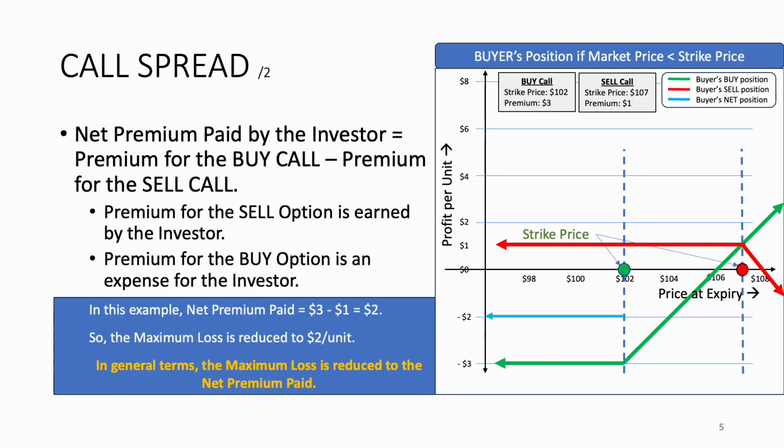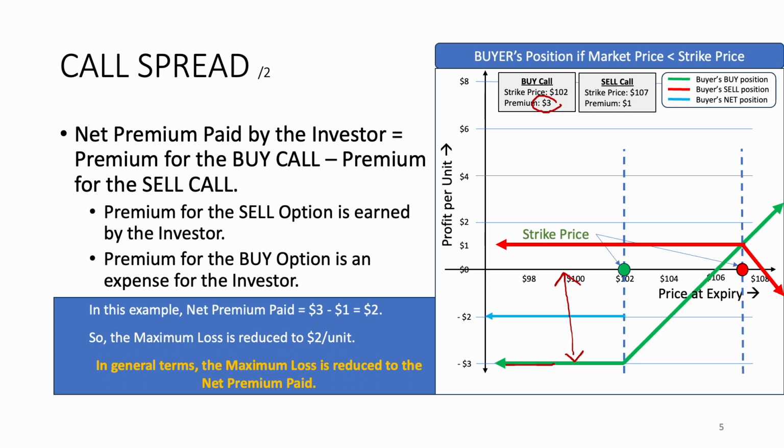Now that we have understood how to set up a call spread, let us go through the details of profit and loss under call spread. First thing to notice is that when we buy a call option, we agreed to this premium. This premium will be paid by the buyer to the seller. So in our case, the investor who buys this call option will have to pay this premium of $3.